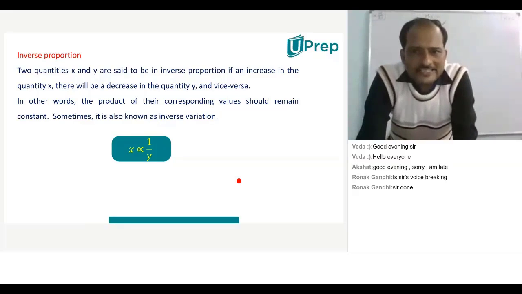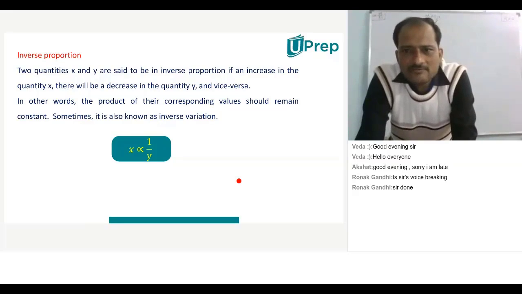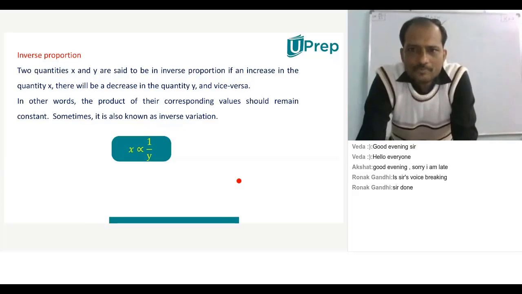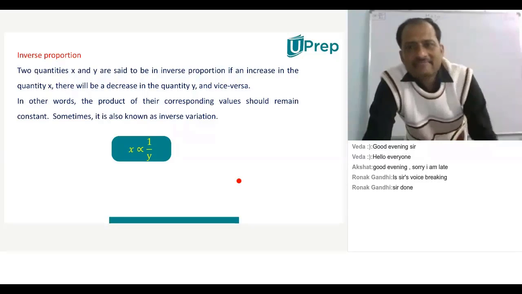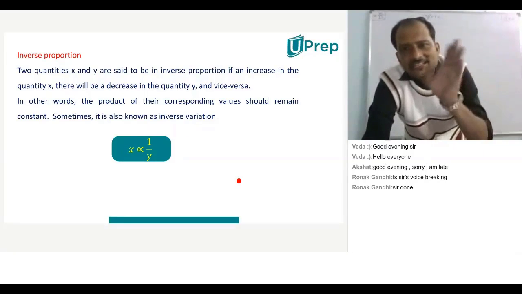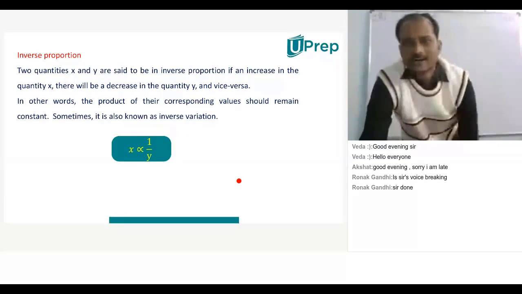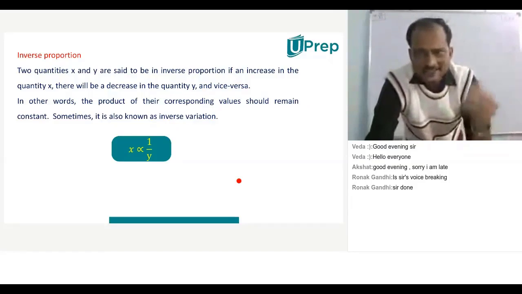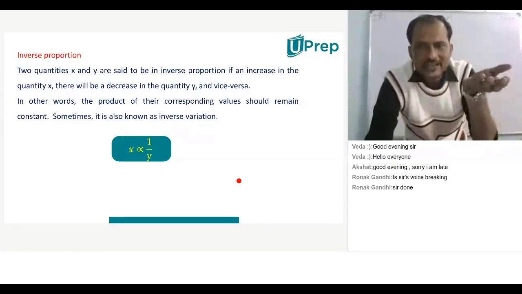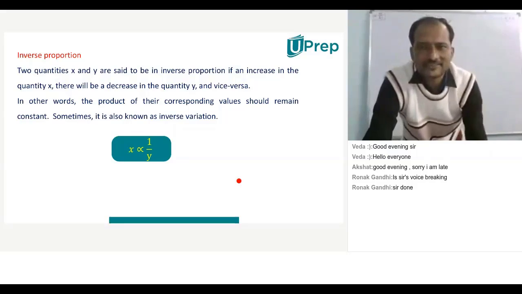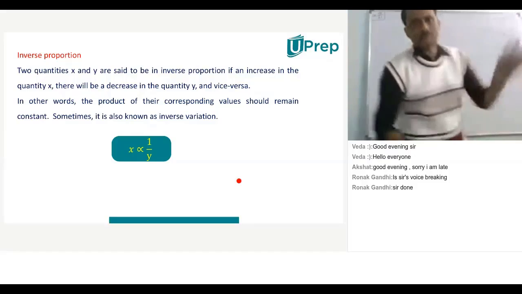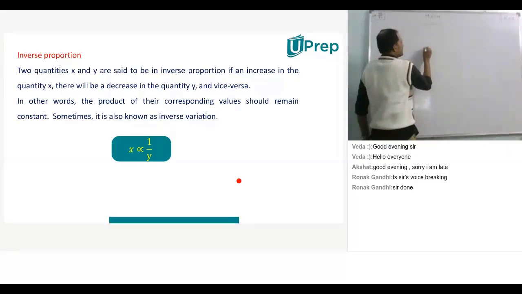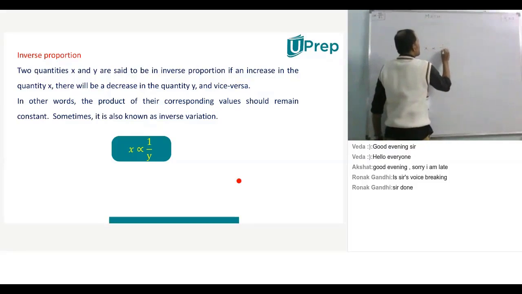Two quantities X and Y are said to be in inverse proportion if there is an increase in one quantity, then there will be a decrease in the other quantity, and vice versa. So if there is a decrease, there will be an increase. If there is an increase, there will be a decrease. Then the two quantities are said to be in indirect proportion. So in indirect proportion, X is proportional to 1 upon Y.